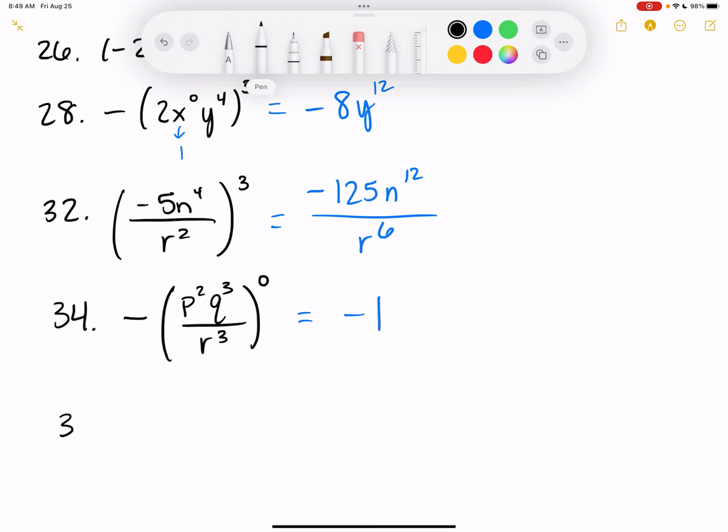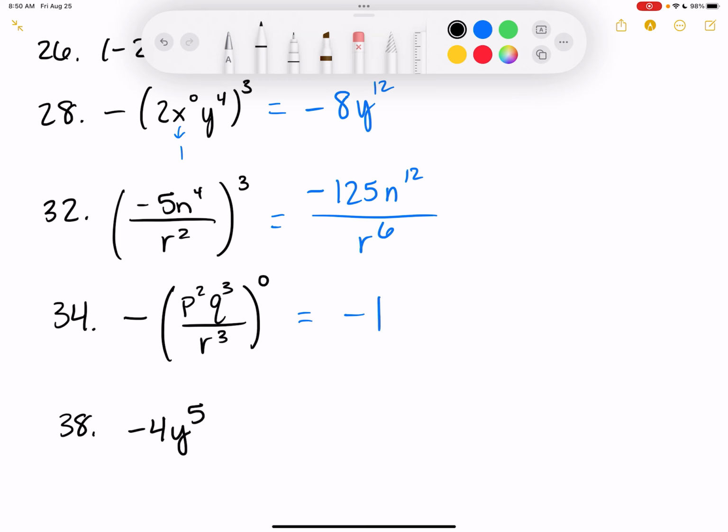38 is -4y to the 5th. So one of the things that commonly makes something not polynomial is if there's a negative exponent, a radical exponent, or if there's a variable in the exponent. Those are the 3 most common, this is not a polynomial.